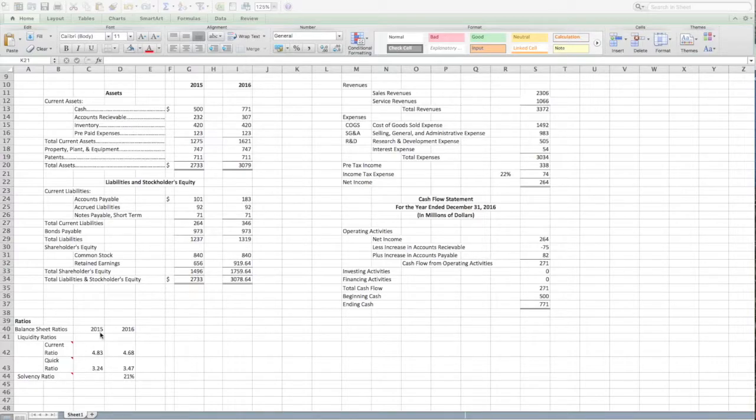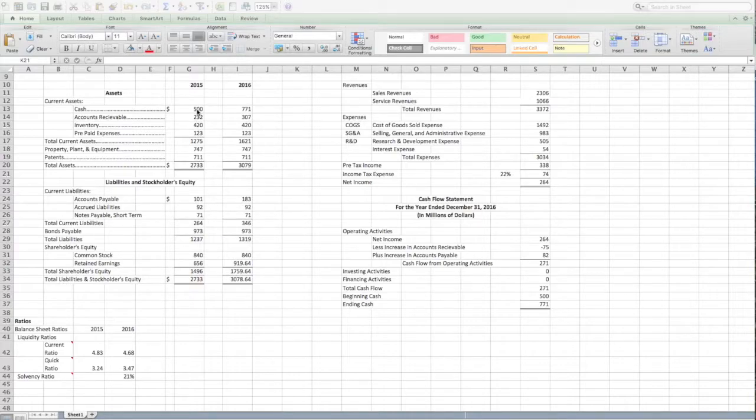So the current ratio is a very popular liquidity ratio. And the current ratio basically is just like it says, it takes the current assets and compares them to the current liabilities. So in this case, in 2015, we have 1275 as our current assets. That's these assets added together, right?